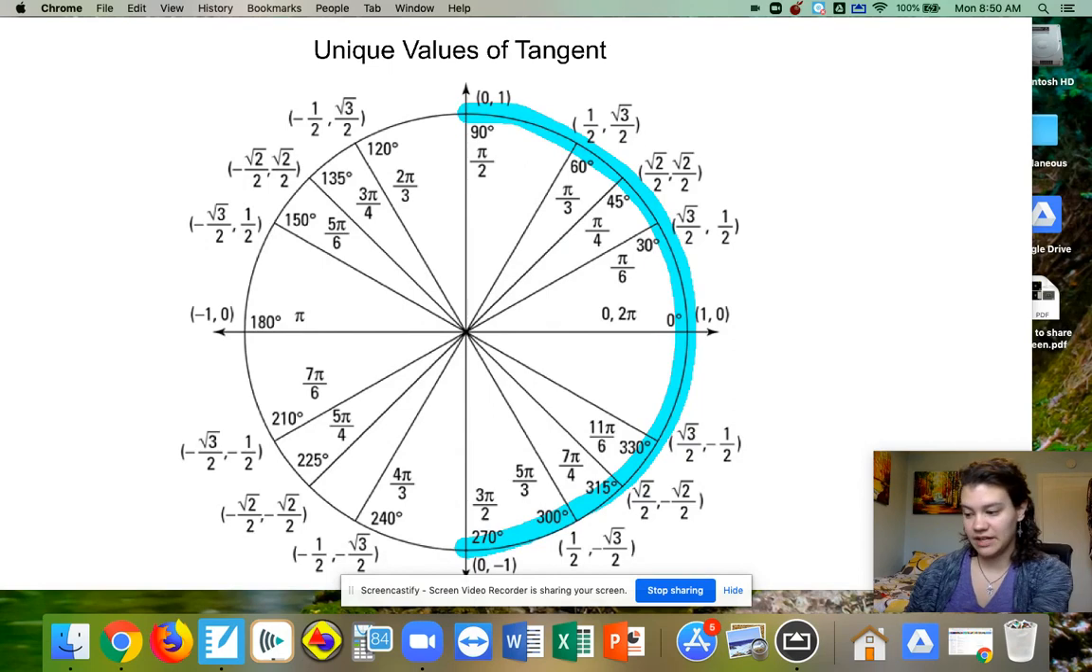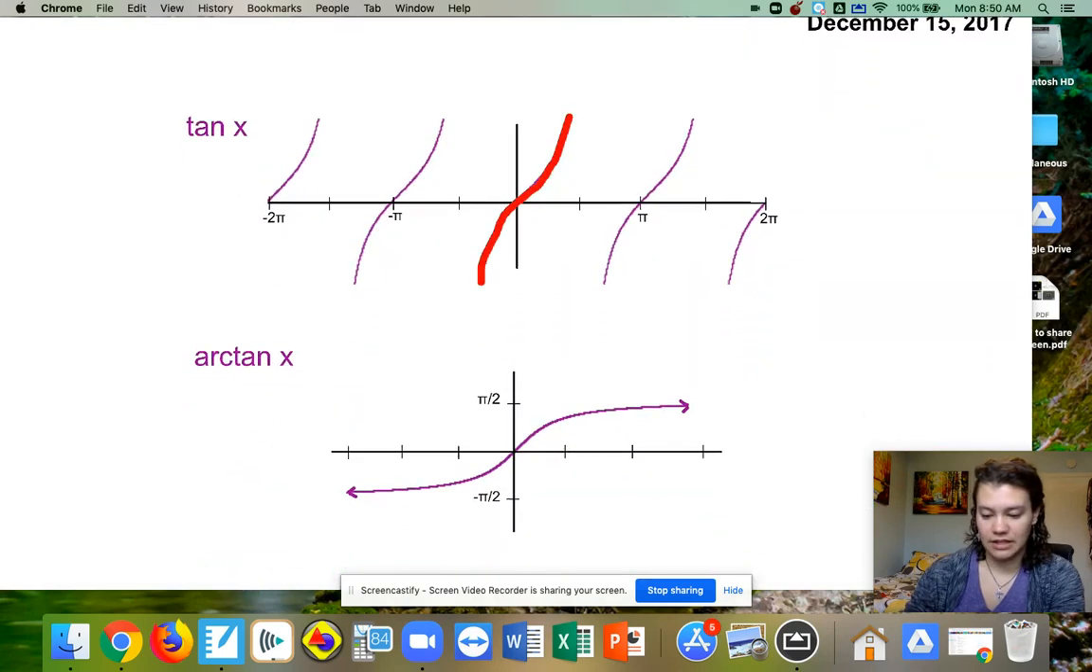Here are your values of tangent. Again, same idea. You want the part of the circle where you're not going to repeat values. This is what it looks like. So your original tangent and then your arc tangent.